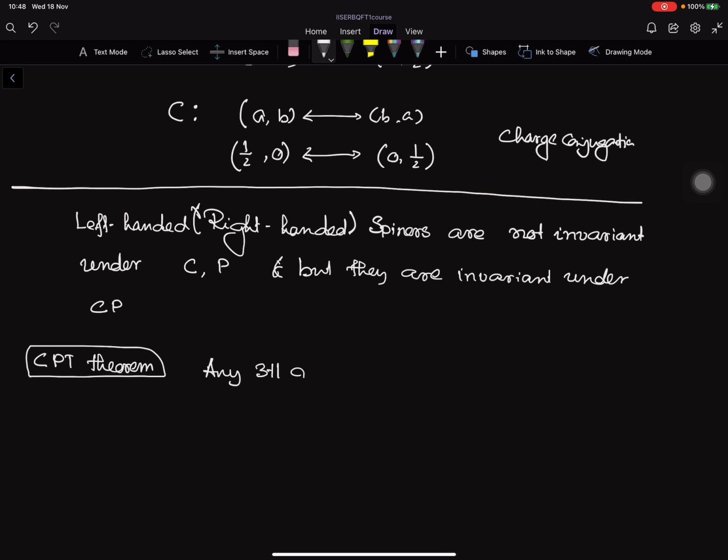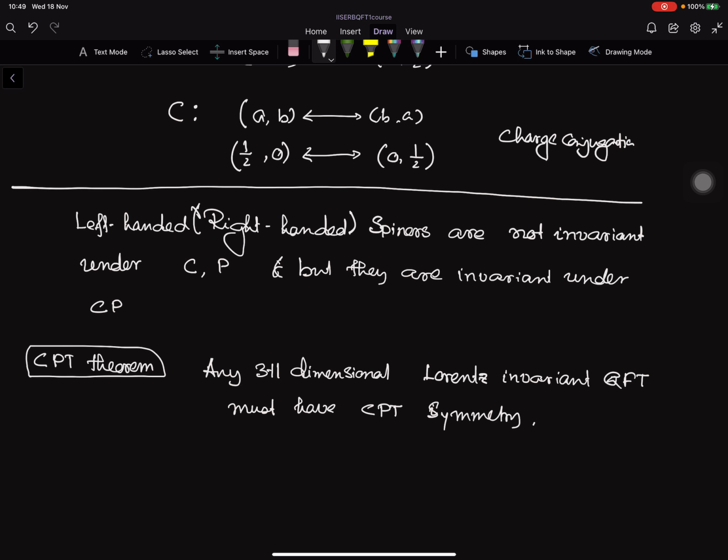Any 3+1 dimensional Lorentz invariant QFT must have CPT symmetry. Okay, the statement is that as long as the theory is Lorentz invariant, there is no way you can break the CPT symmetry. It has to be a symmetry of your theory. Great.